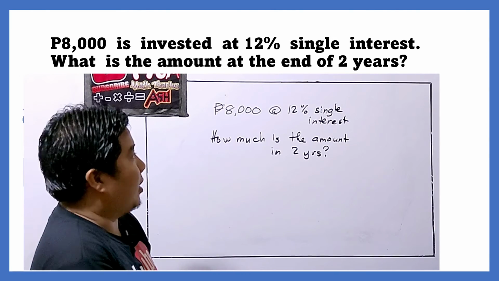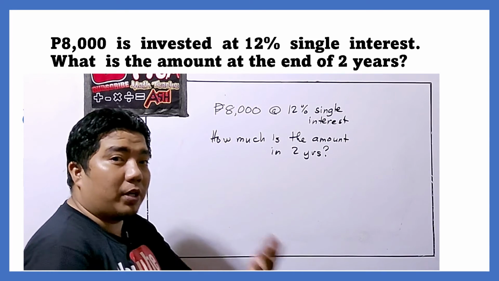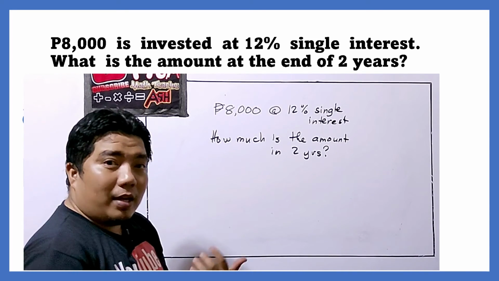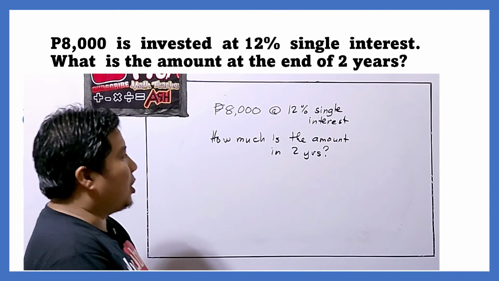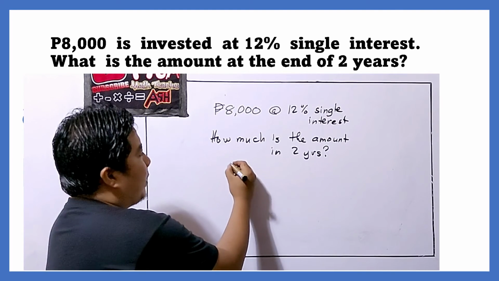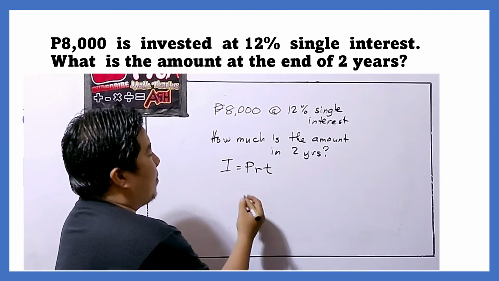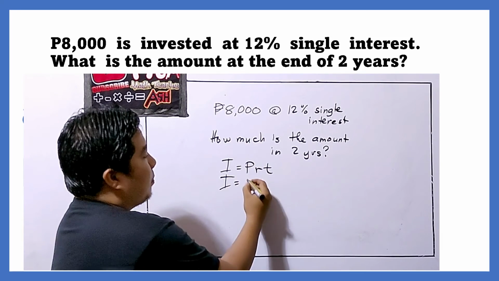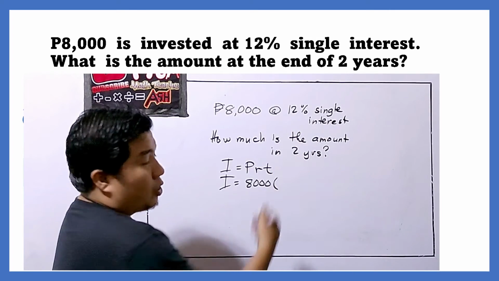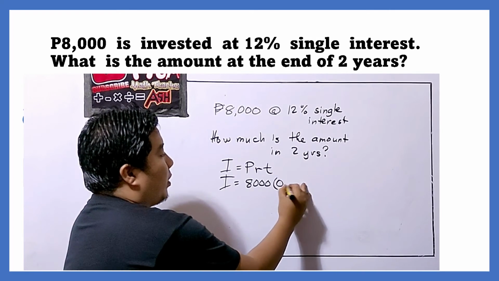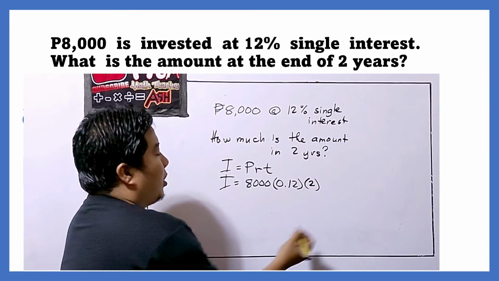the formula for interest. It has been said that 8,000 pesos at 12% single interest per year is being invested for 2 years. Now, how much will the investor receive in 2 years? Okay, so the formula is basically interest is equal to the principal times the rate times the time. So, of course, the principal amount here is 8,000. You multiply it to your rate, which is 12% per year. So, you convert that into decimal, and that is 0.12. And then, your time is 2 years.